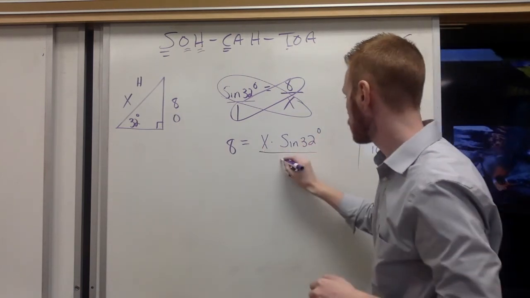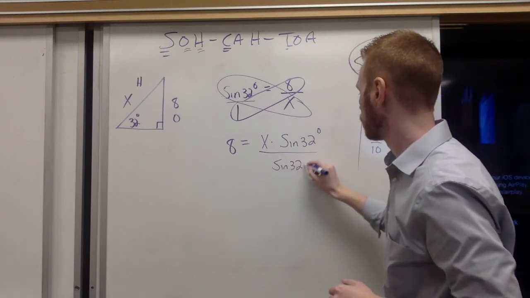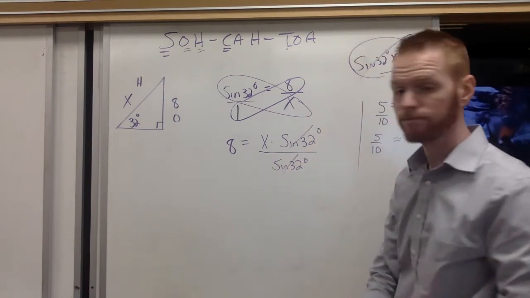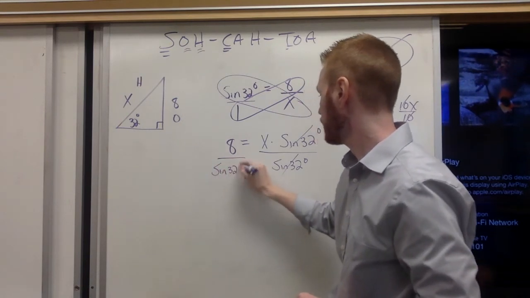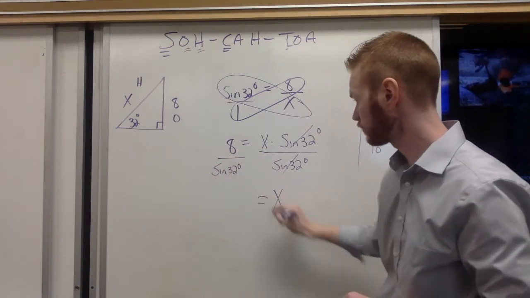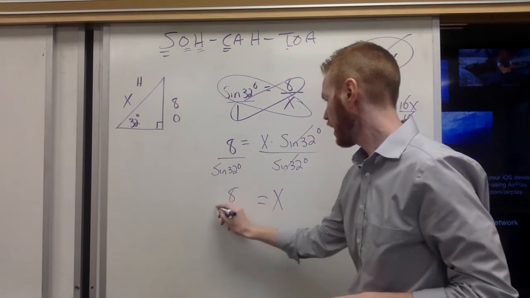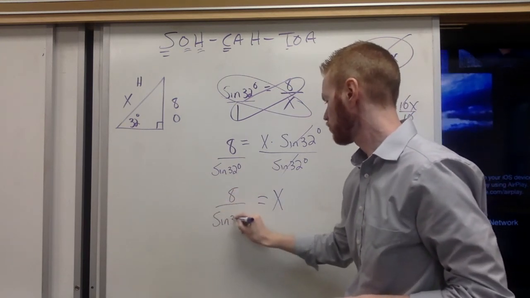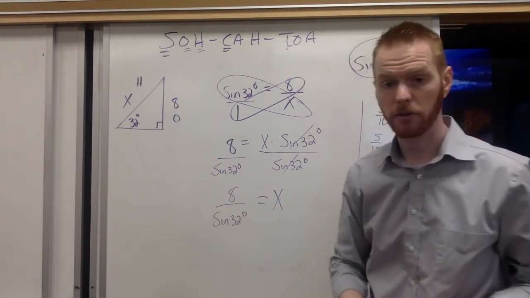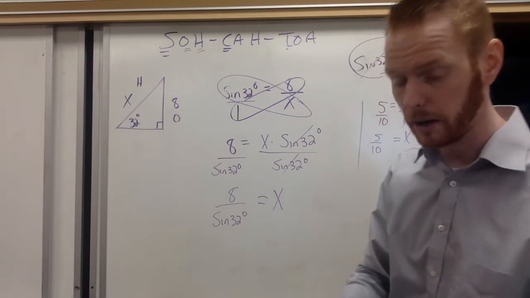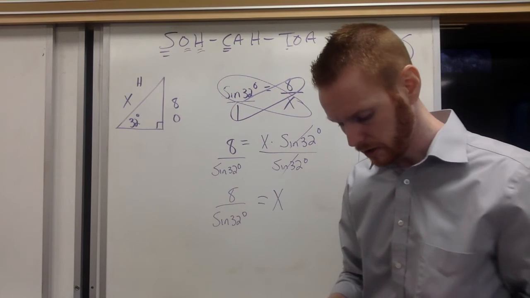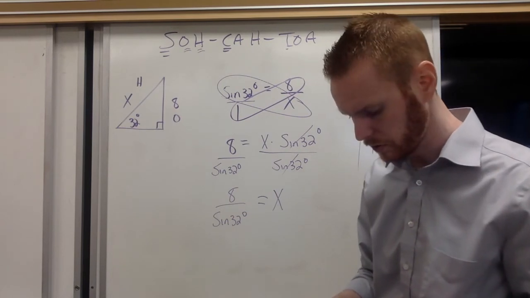Okay? I'm going to do the same thing here. I'm going to divide both sides by sine of 32 degrees. Okay? Those guys cancel. On the other side, I got to do the same thing to keep the equation balanced. X is going to equal 8 divided by sine of 32. That's what we got to type in the calculator. So this is a division problem. Let me go ahead and do that right now. I'm going to show you what this looks like on the calculator.